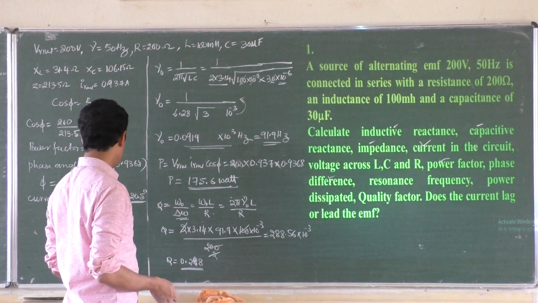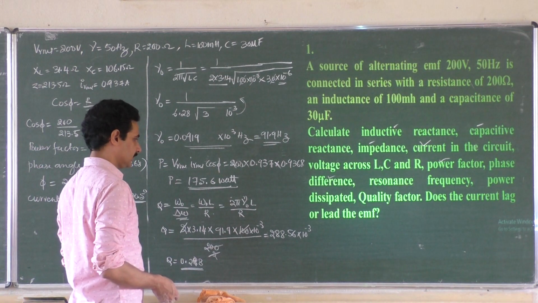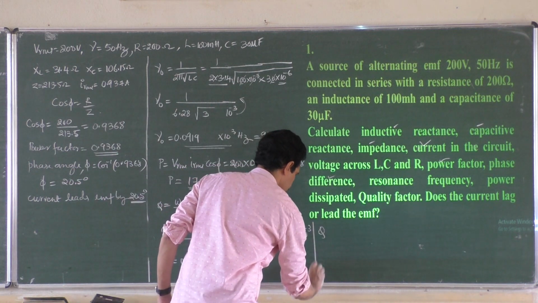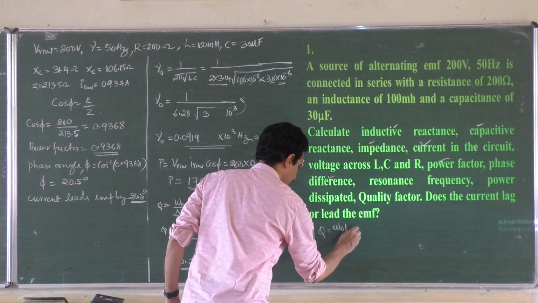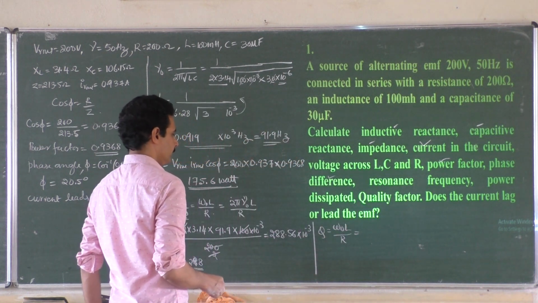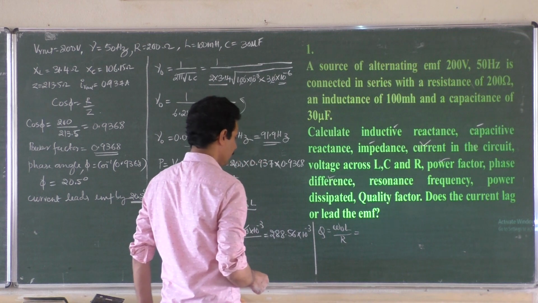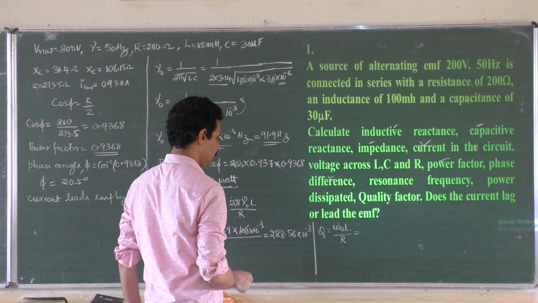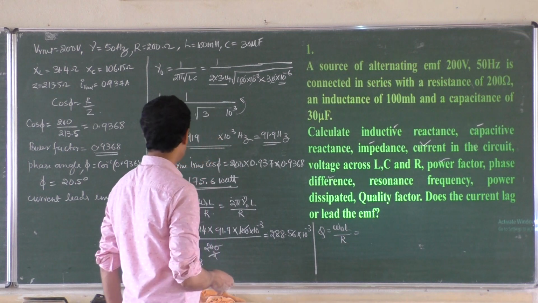Or you can do it like this also. I will give you another method of finding the quality factor. Quality factor is omega naught L by R. So Q is equal to omega naught L by R. Omega naught is 1 by 2 pi root LC, another formula for omega naught.